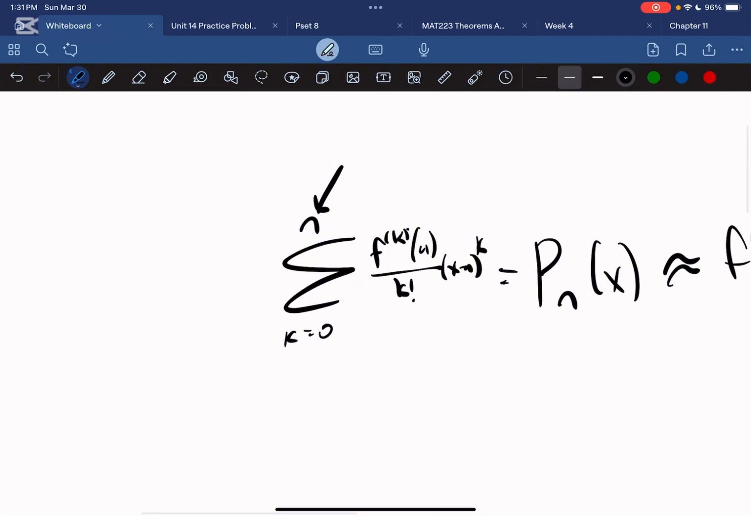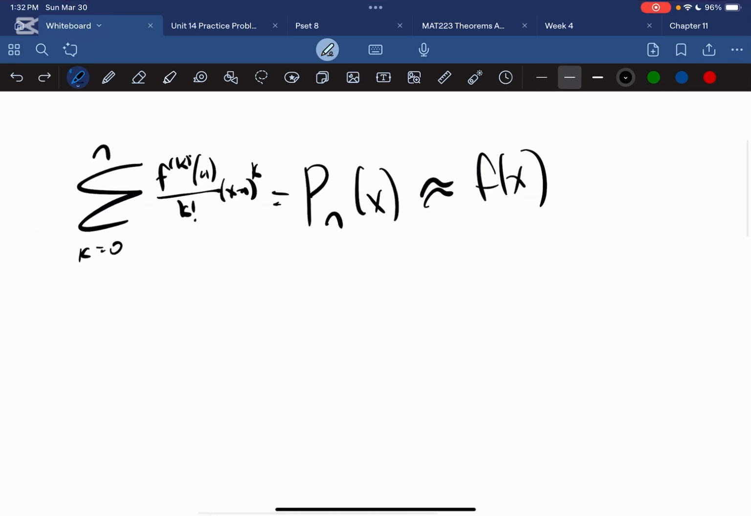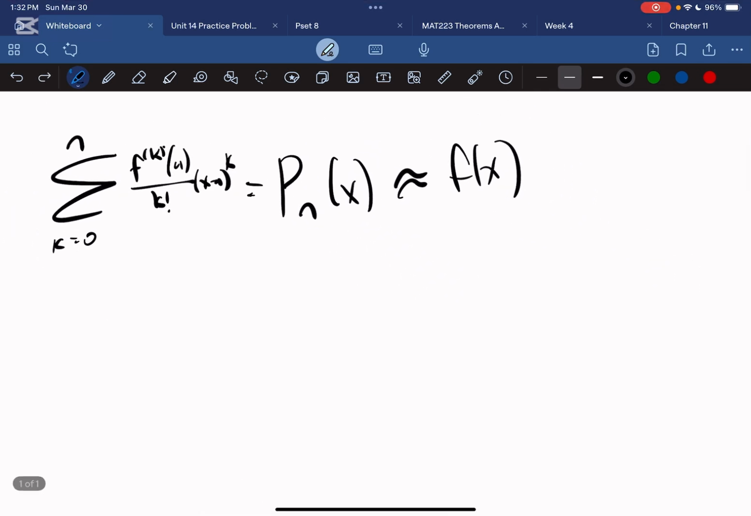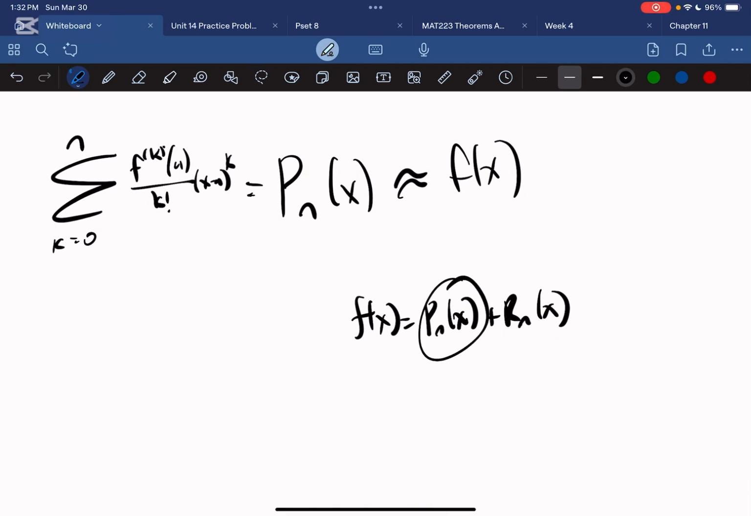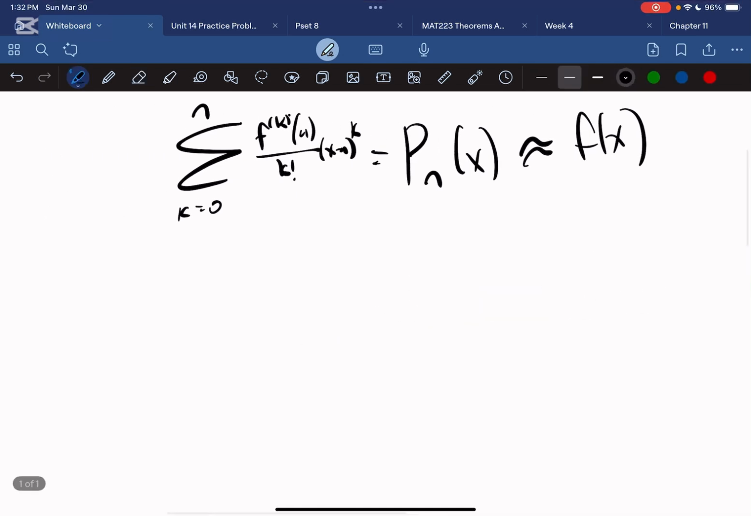But notice how this n is kind of a problem in making this a good approximation. And we showed earlier that we can set the remainder as something. We can even have f at x equal to Pn of x plus Rn of x. So clearly, solving these Taylor polynomials is a big problem, we've got to figure out how to do that. And so what we arrive at is taking the limit as n goes to infinity.